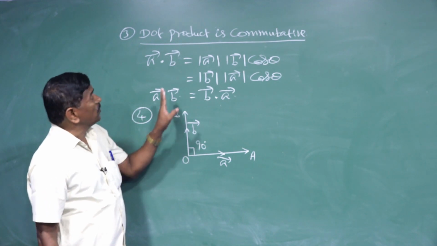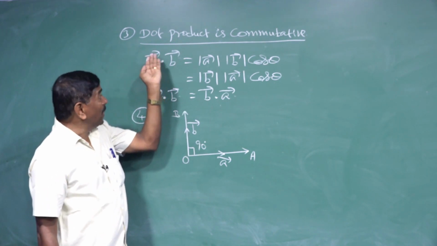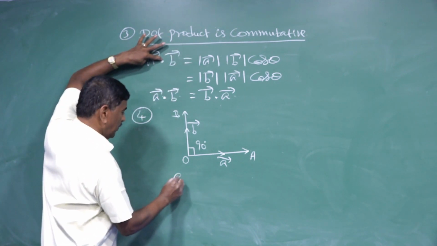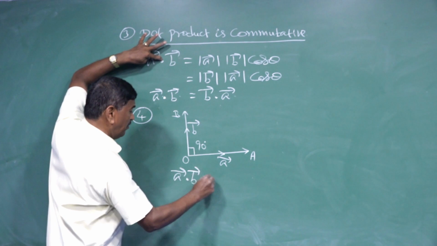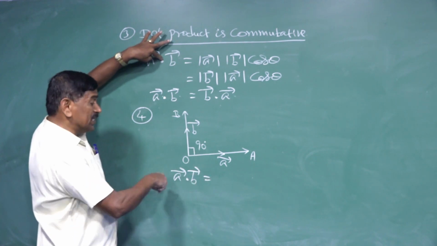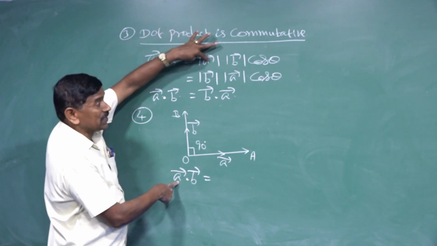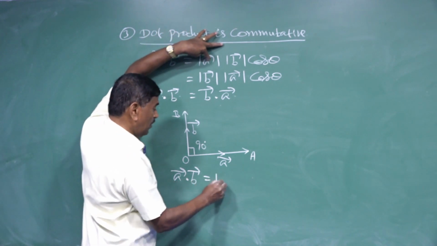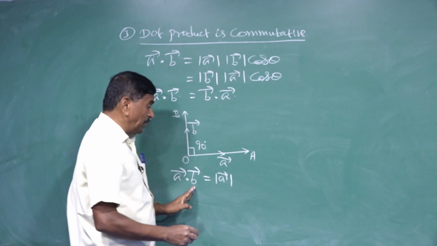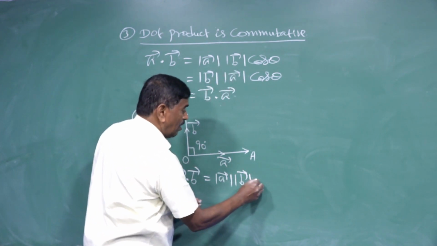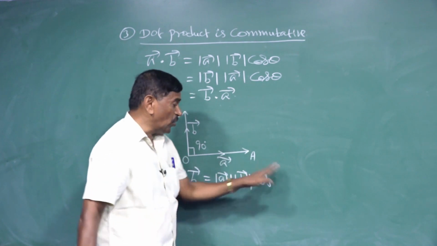Now, come to the definition. By the definition of dot product, listen carefully. A vector dot B vector is equal to, what is the definition of dot product? First A vector, so first modulus A vector. Second B vector, therefore second modulus B vector, into cos theta.